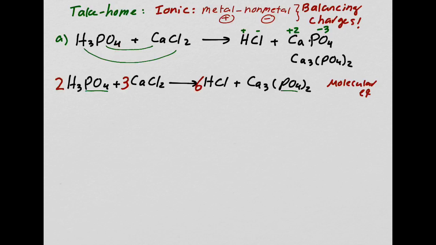Now, the PO4, this 4 is different because this is a polyatomic ion. This is one ion. We don't mess with that. Yeah? All right. So this is my molecular equation.